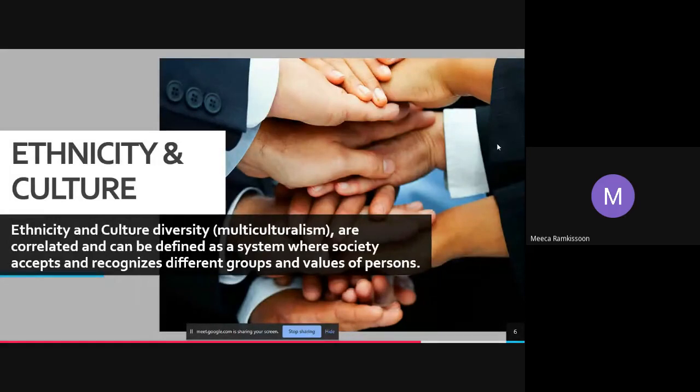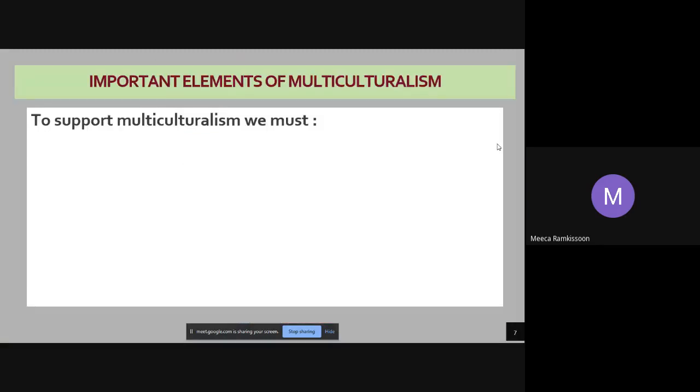Moving on to cultural diversity or multicultural appreciation in ethnicity and culture. These are correlated and can be defined as a system where society as a whole accepts and recognizes different groups and values of persons. This basically means being unbiased and appreciating each culture as individual equals.